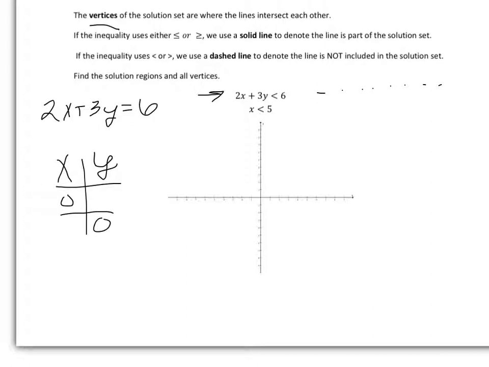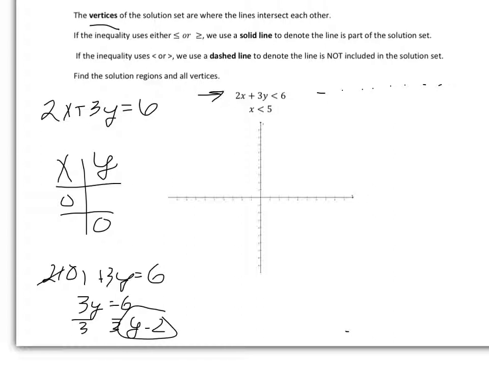Plugging 0 in for x, we have 2 times 0 plus 3y equals 6. This cancels, so we get 3y equals 6, divided by 3, y equals 2. That tells us when x equals 0, y equals 2, so (0, 2). That is our y-intercept. Now plug 0 in for y. We have 2x plus 3 times 0 equals 6. This cancels, so we get 2x equals 6, divided by 2, x equals 3. So when y equals 0, x equals 3. This gives us our x-intercept.